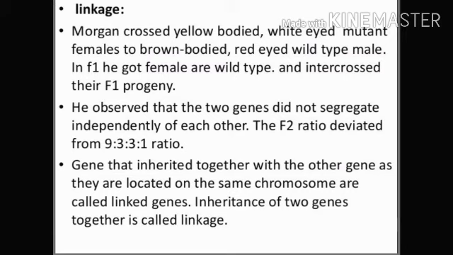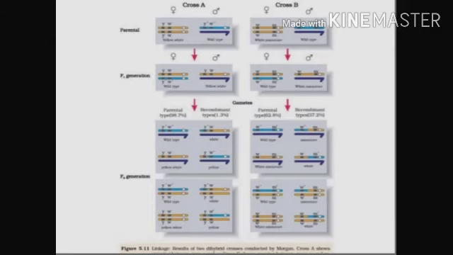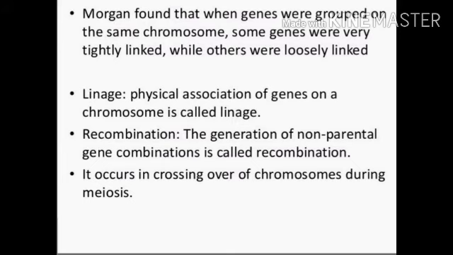Genes that are inherited together with other genes because they are located on the same chromosome are called linked genes. The inheritance of two genes together is called linkage. In this picture you can see linkage, the result of the cross conducted by Morgan.